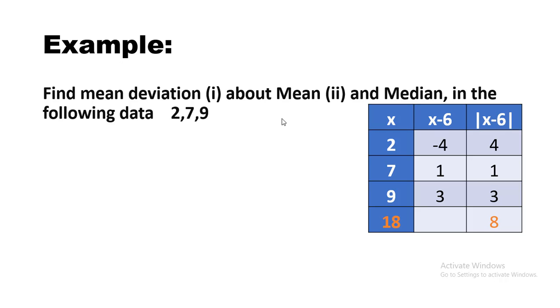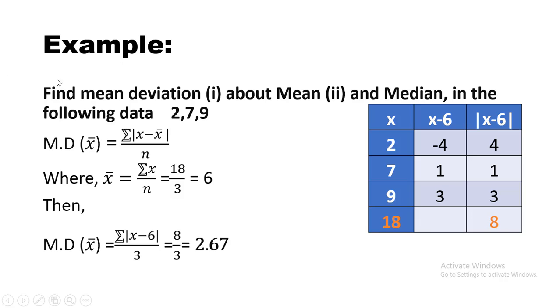Alright, so how to calculate the mean value? Mean value means x bar equals summation x divided by n. Now you add these three values, that is 2 plus 7 plus 9, which gives you 18. 18 divided by 3 is equal to 6. So x bar is calculated as 6. It says you need to subtract the mean from the observation and then take its absolute value.